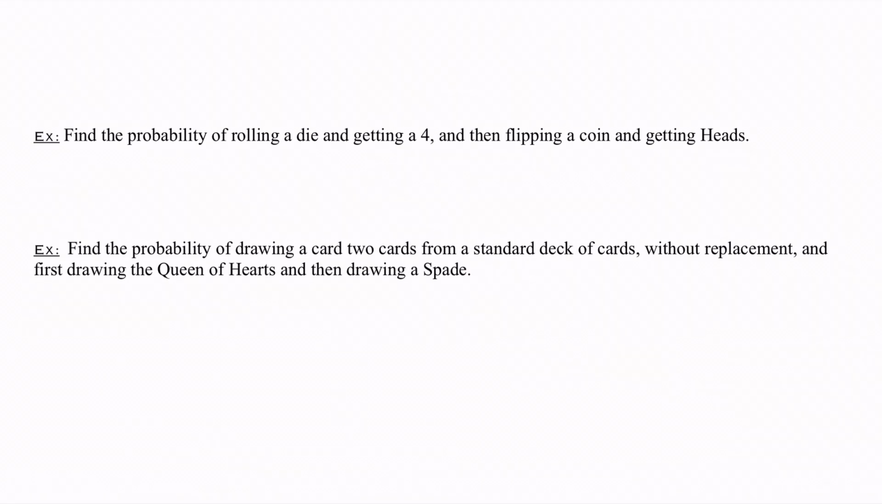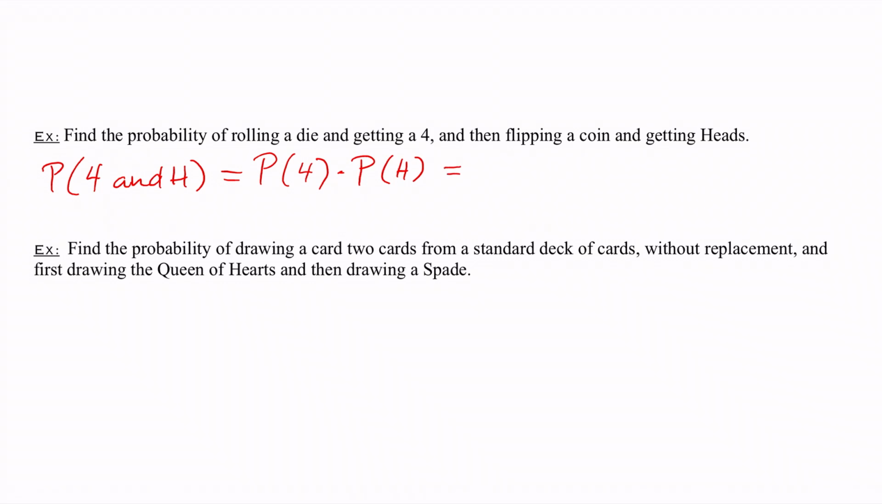Here, let's consider these examples now. Find the probability of rolling a die and getting a 4, and then flipping a coin and getting a heads. So using our multiplication rule, this is just the probability of rolling a 4 times the probability of getting heads. Since they're independent events here, we can just multiply their individual probabilities.